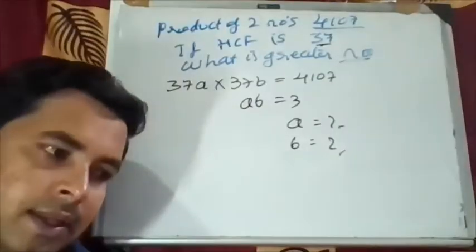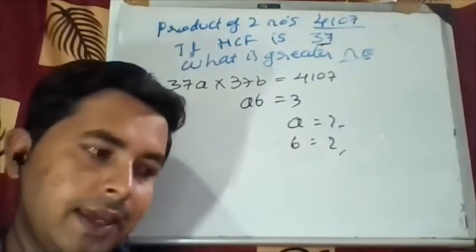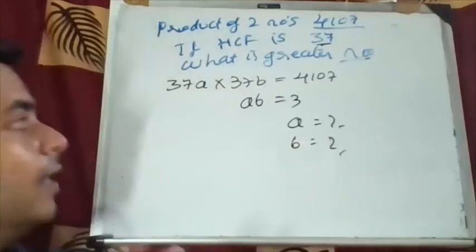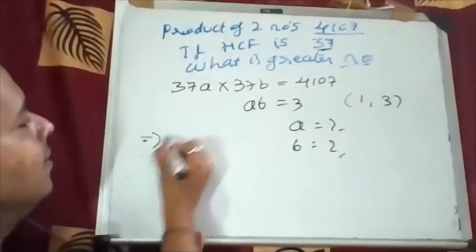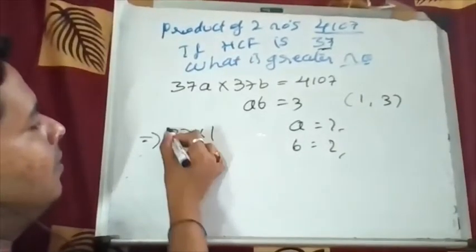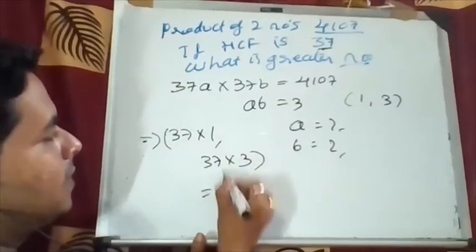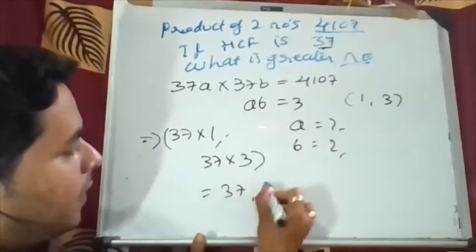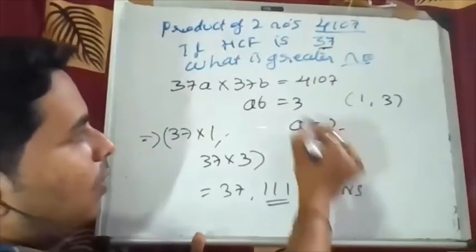1 and 3. Sir, 1 and 3 वही बोल रही हो ना? नहीं नहीं नहीं, 1 and 3 तो नहीं पहले है. Oh, 1 and 3, I know. Multiply here 37 into 1, 37 into 3. इनमें से कौन सा बोलना है? 37 and 111. Yes, I want this answer, not 3.